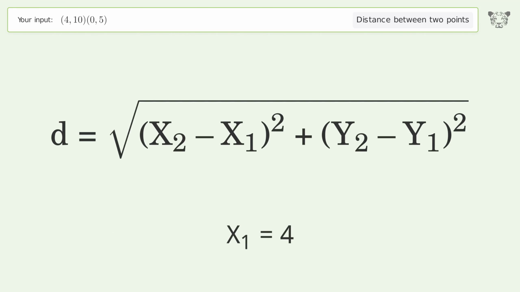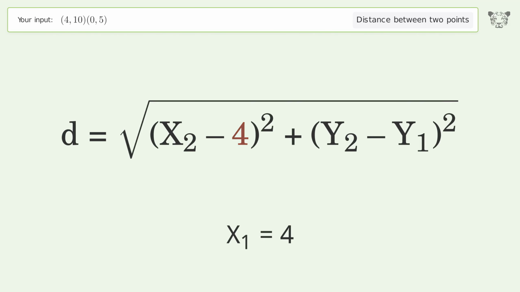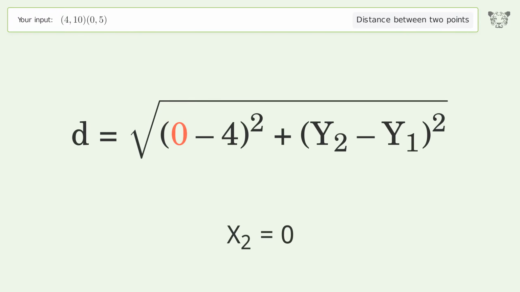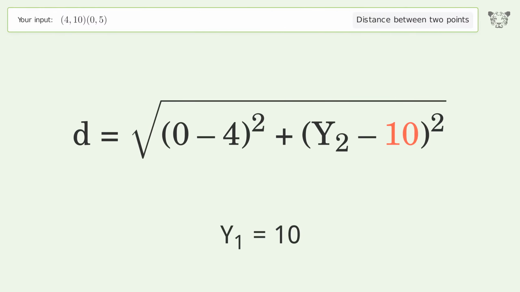x1 equals 4. x2 equals 0. y1 equals 10. y2 equals 5.